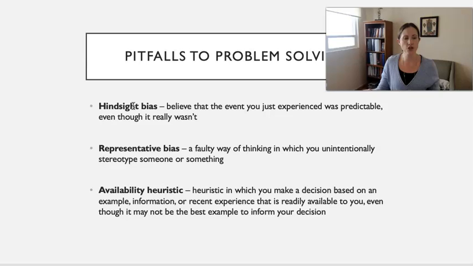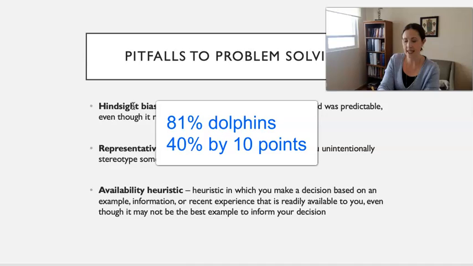Before the Super Bowl, the researchers who did this, John Brigham, did this experiment, and they asked people, who do you think is going to win the Super Bowl? And this was back when the Dolphins were a good team. And so the majority of people said the Dolphins. 81% of people said, I think the Dolphins are going to win this Super Bowl. And 40% of people said, I think it's going to be the Dolphins by at least 10 points. So 81% Dolphins, 40% by at least 10 points.